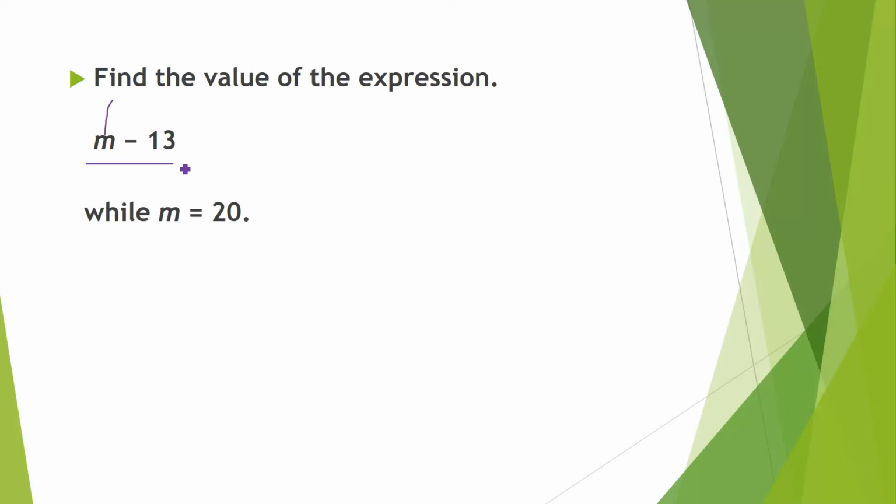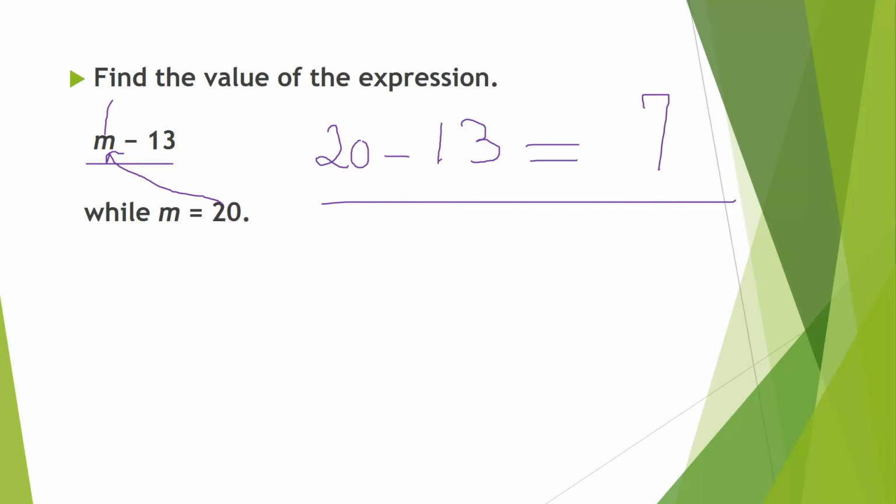Right, so wherever you will see m, you have to plug 20. You have to put the value of m, which is 20. So easy. So m minus 13 means 20 minus 13. Suppose you have $20 and you give $13 to your friend. So how much is remaining? 7. And this is the answer. This is called the expression.